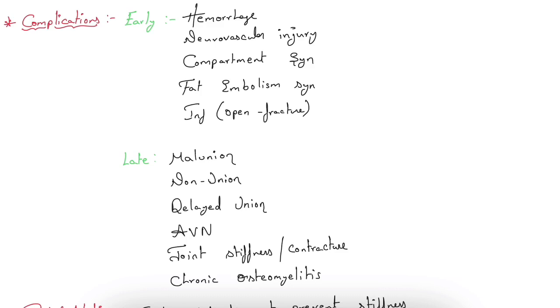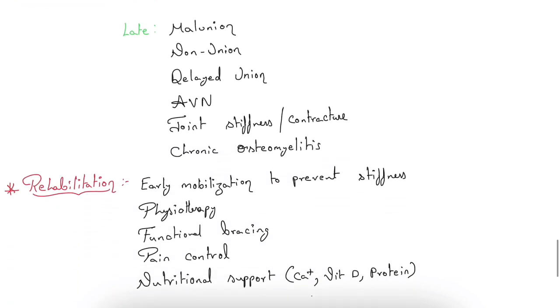And some infections, open fracture. In late complications we can see malunion, non-union, delayed union, avascular necrosis, joint stiffness or contracture, and chronic osteomyelitis also we can see in late complications.